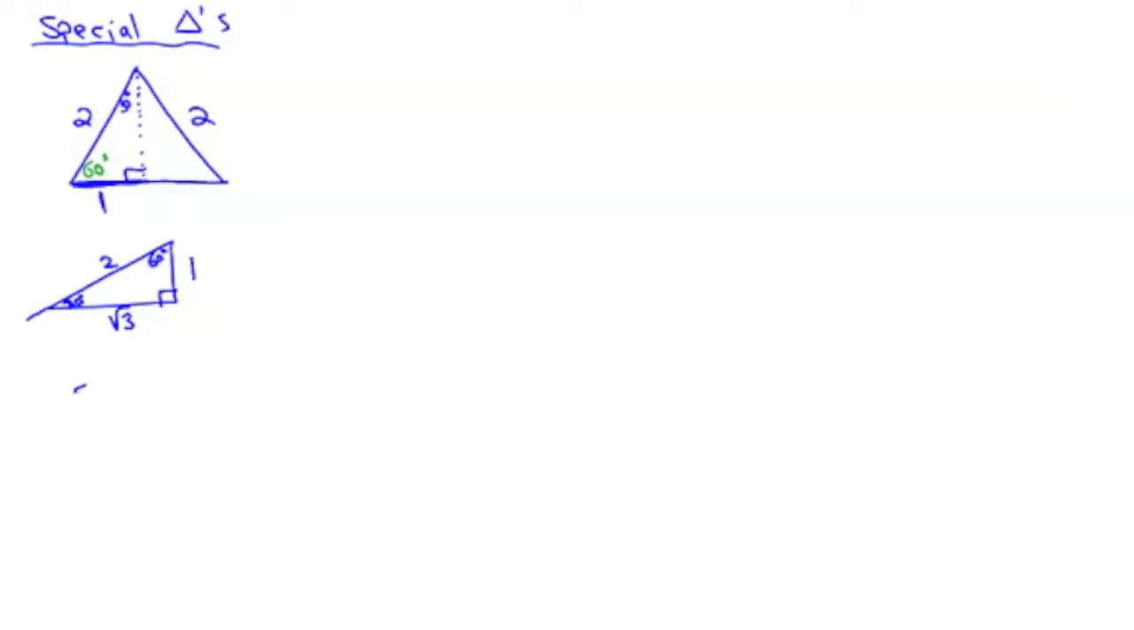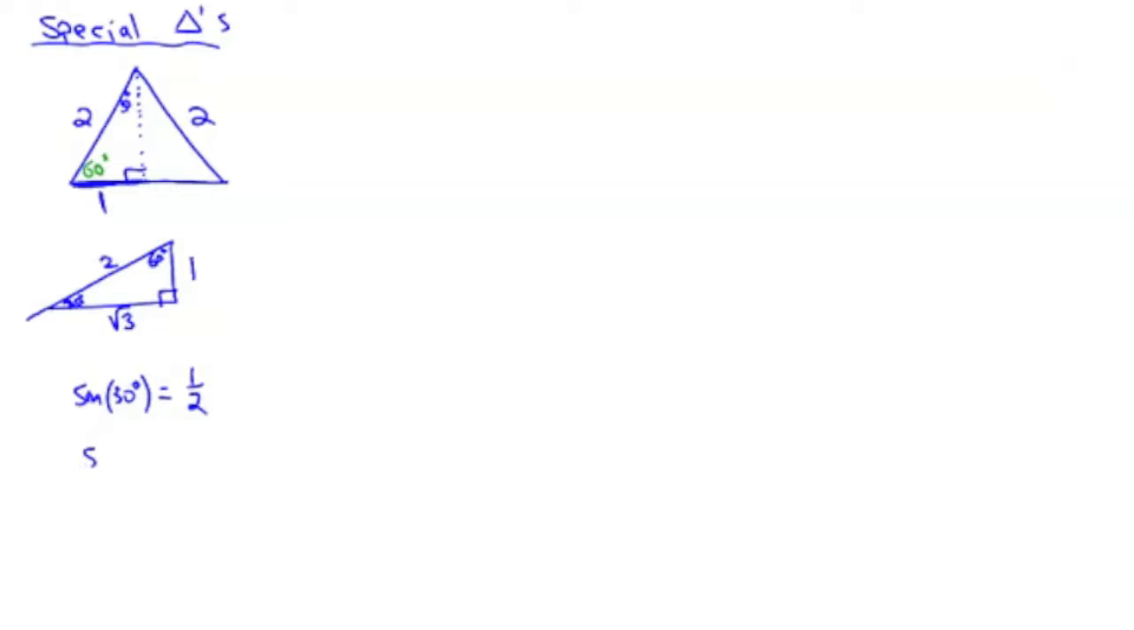So from this picture, you can say, well, what's the sine of 30 degrees? Just by looking at the picture. It's going to be 1 over 2. Opposite of 30 is 1. Hypotenuse is 2, so you get 1 half. Much easier than memorizing points.